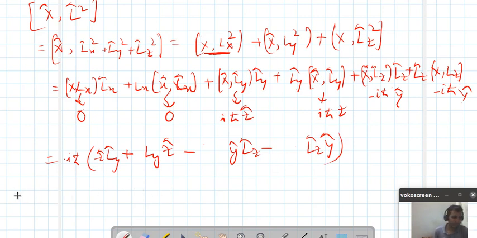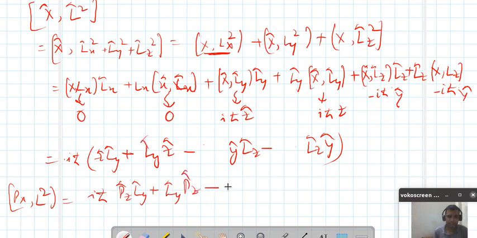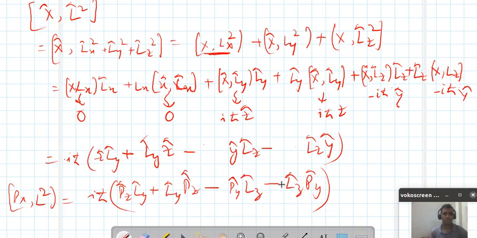And similarly, if we have px with L square, similarly I can prove that it is equal to iota h cross pz Ly plus Ly pz minus py Lz minus Lz py, right? So in this way we can express it in this manner. So these are very important commutation relations. So this is all about angular momentum.